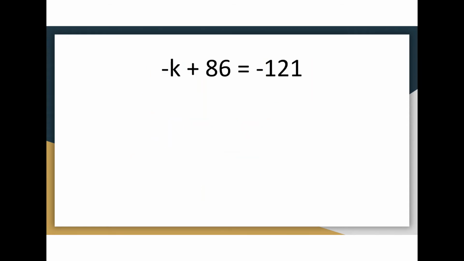Next problem. Negative k plus 86 equals negative 121. Go ahead, pause the video, and then go ahead and give this one a shot.